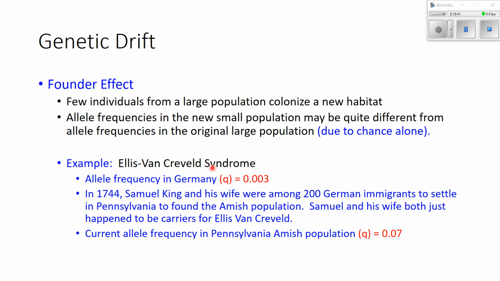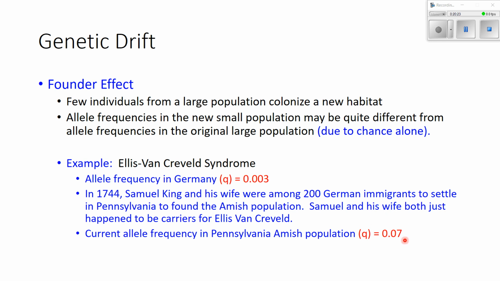Some of their kids were therefore born with this syndrome, and several of their kids most likely were carriers. And so you have what started out as a very small population, and just by chance, the allele frequency for this disease was much higher amongst these 200 people than it is in the German population as a whole. So even today, if you go into the Pennsylvania Amish population and you calculate allele frequencies, you'll find that the current allele frequency for Ellis van Creveld is still pretty rare.